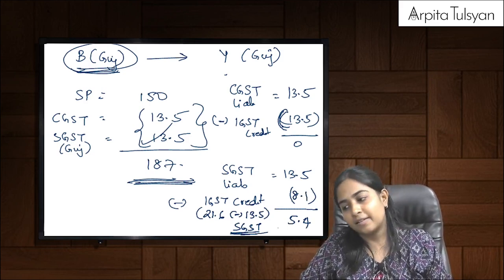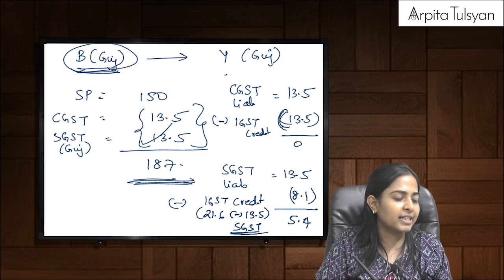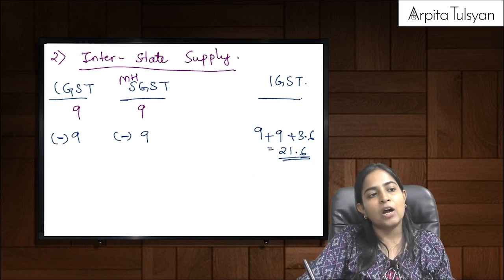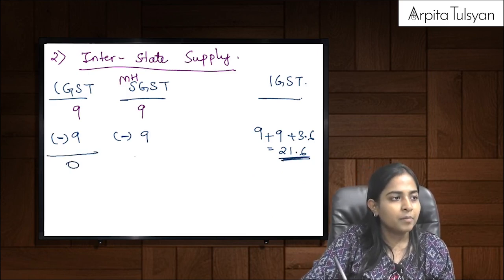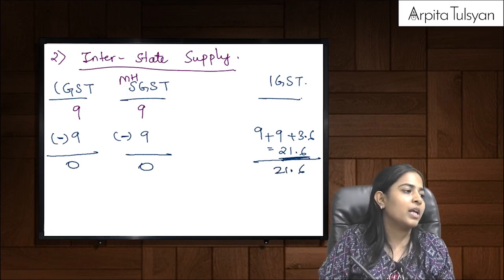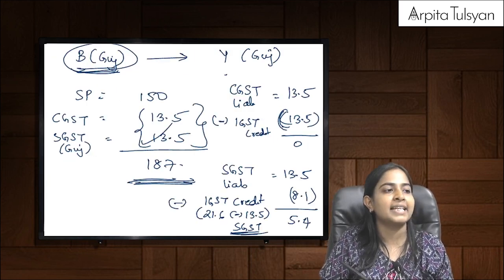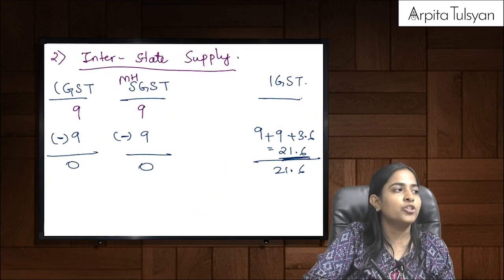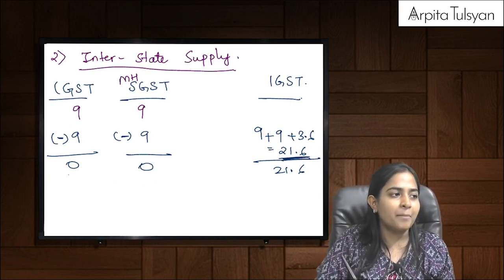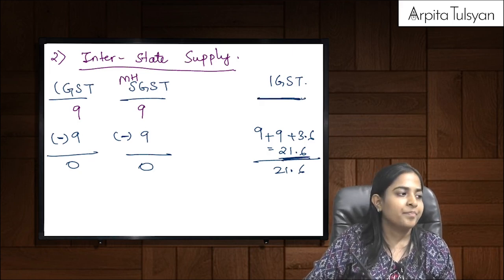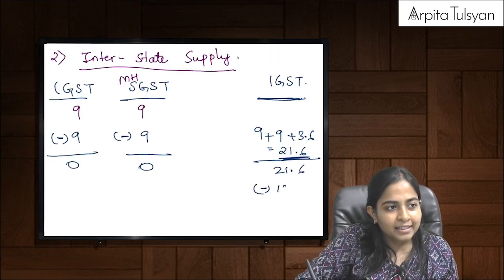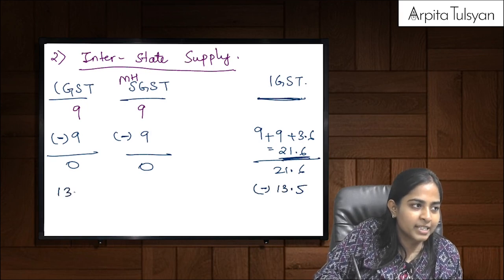Yes, now listen, everyone here, just try to understand this. I will pay in cash. Now what will happen with the government's revenue? Till now 21.6 was kept, and IGST had 21.6 till the last transaction. Now after that what happened? Gujarat to Gujarat sale happened. In Gujarat to Gujarat sale, I paid CGST by utilizing IGST credit. How much did I pay? 13.5. So can I say I will subtract 13.5 from here and I will transfer it to the CGST account?